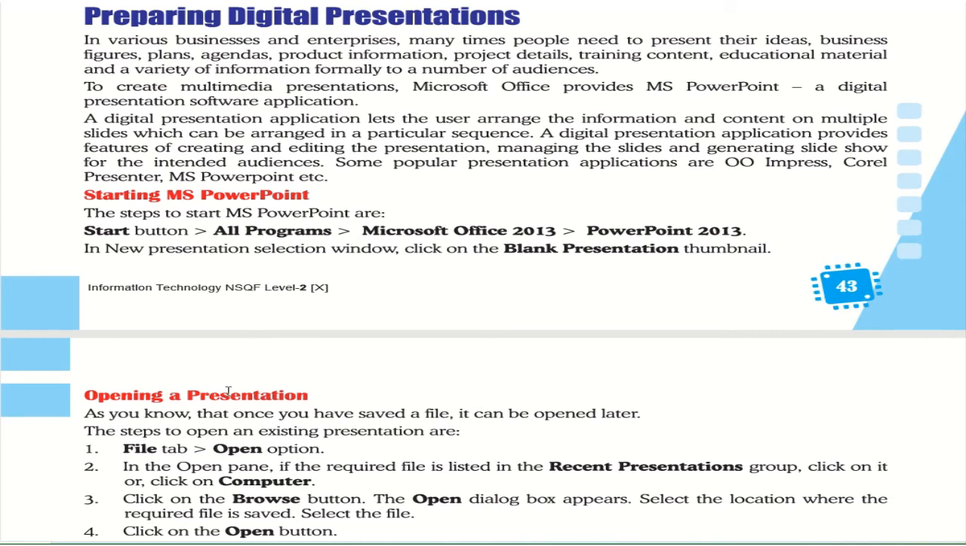How to open a presentation? Just go to the File tab, then click on Open. The recent presentations will be available in the panel. If you do not get the recent presentation, then go to the Browse button. When you click on the Browse button, the dialog box will open. Select the location from where you need to get your presentation, open your file, and it is ready to work on your existing presentation.